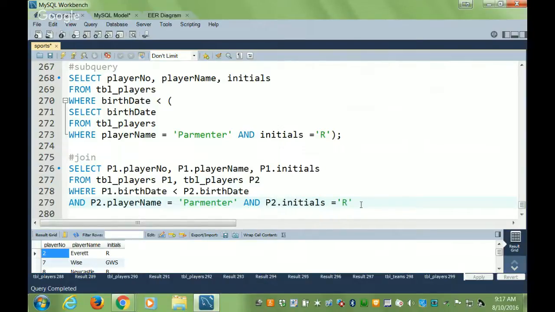That's my joining condition, right? It's not necessary that when you're joining the table, it's always on player number equal to player number. So what am I saying? Join a record to the other record if and only if the birth date here is less than the person's birth date there, and that other person is our Parmenter. Looks like it will work.